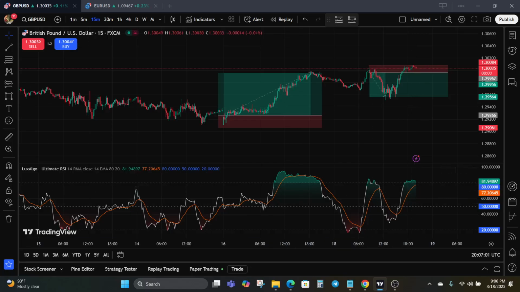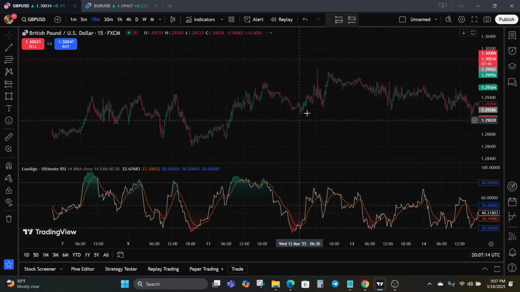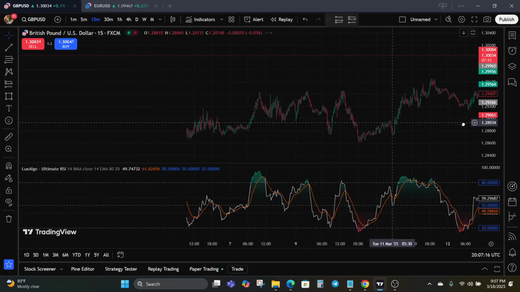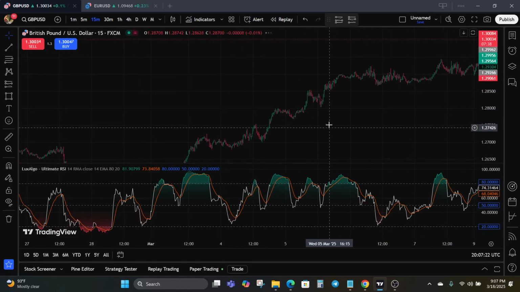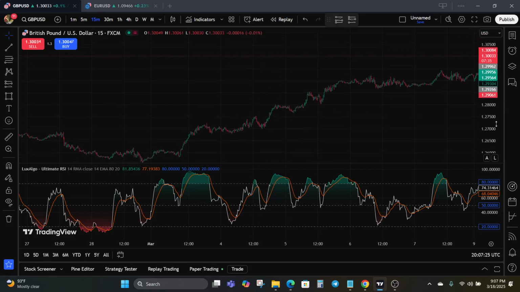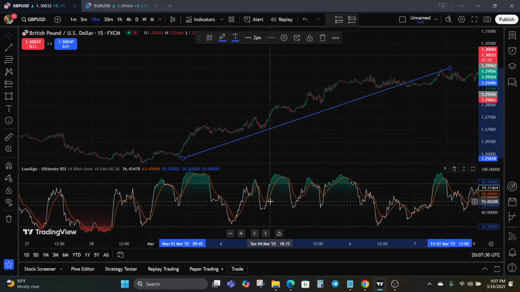So you can use this indicator to identify strong trends. If the ultimate RSI stays above 50 in an uptrend, let's see if we can find a period where we had a strong upward move. We can see that here. The indicator still stays above 50 in this uptrend, and you can see that most of the time it was above 50. In that situation, you will know that the trend is strong.